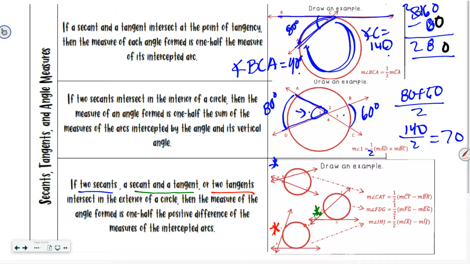And this may be a little bit confusing right now, but basically they're saying that you find the difference between the big arc and the little arc. You find the difference, so you subtract them, big minus little, and then you divide it by 2, and that's going to give you that angle measure. So we'll talk more about that when we get to the section that goes over this.